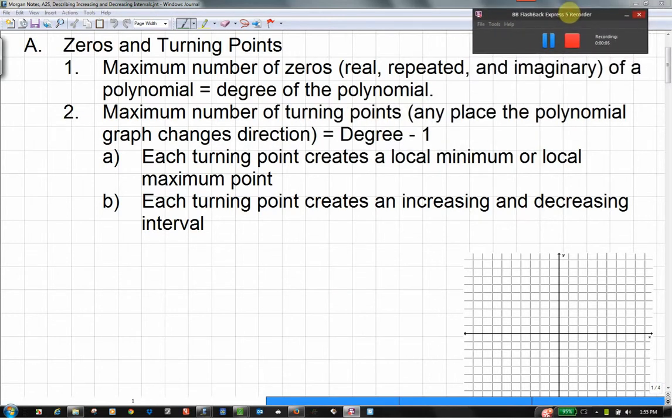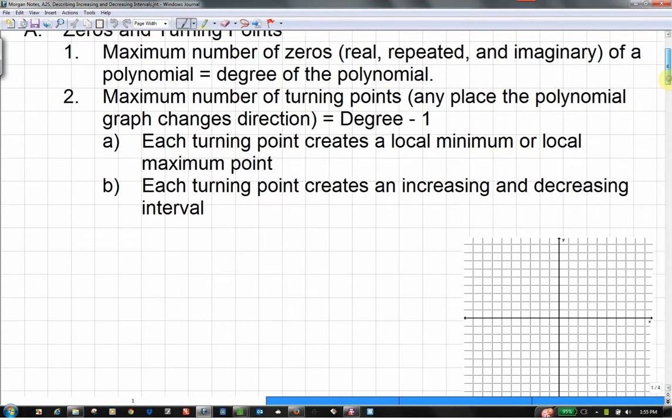Okay, in this lecture, we're going to talk about how to describe or how to write increasing and decreasing intervals from a curve. What I'm going to start with isn't really the main part of the lecture, but I want to describe it a little bit because it's useful, and we'll use it again a little bit later.